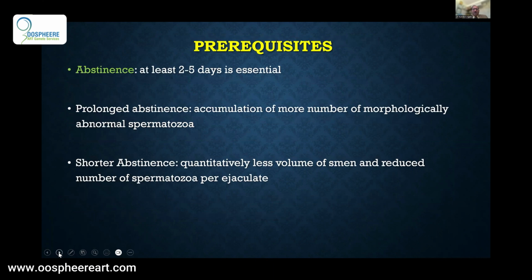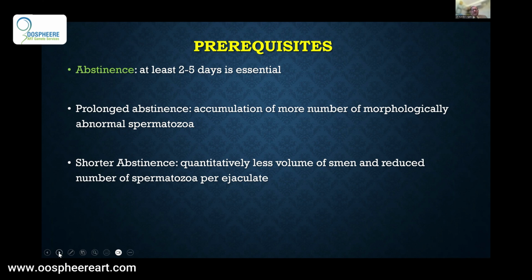What are the prerequisites for semen analysis? We need at least 2 to 5 days of abstinence. Now, what is exact and accurate? I will say minimum 3 to maximum 4 days. Beyond that, there is a higher chance of false positives, higher sperm DNA fragmentation, and you may get a false positive result because of prolonged abstinence.